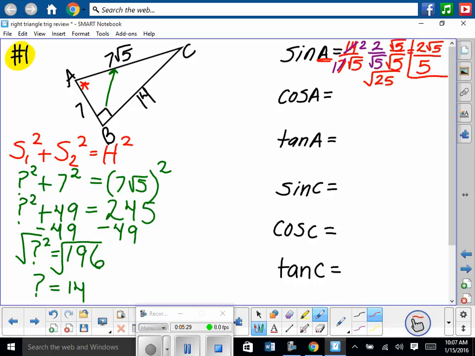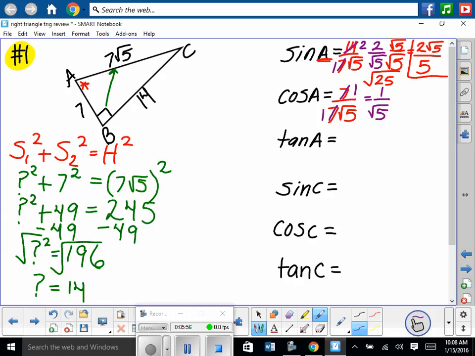Next one, cosine of A. Cosine is adjacent over hypotenuse. So my adjacent side is 7, my hypotenuse is 7 square roots of 5. So 7 over 7 square roots of 5. Before you rationalize the denominator, simplify it. 7 divided by 7 becomes a 1 over 1. So that's 1 over the square root of 5.